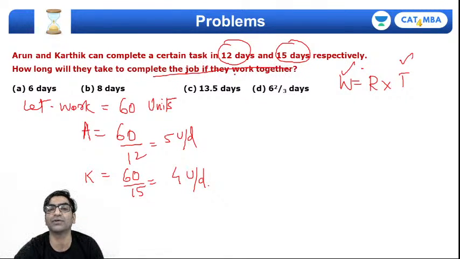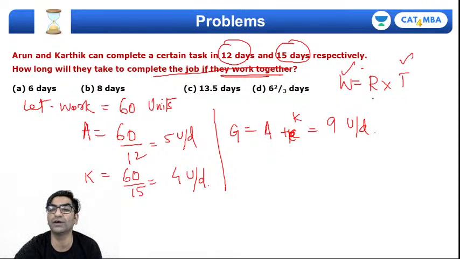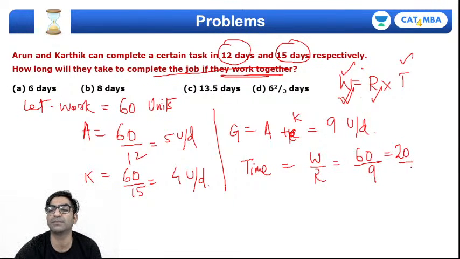And so if they work together, what is the rate? Together the group rate will be A's rate plus K's rate, so Arun plus Karthik, 5 plus 4 is 9 units a day. Now you know the rate and you know how much work needs to be done. So time taken together will be work upon rate. How much work? 60 units. At what rate? 9 units per day. Time taken will then become, simplifying this, 20 by 3, or 6 and 2/3 of a day.